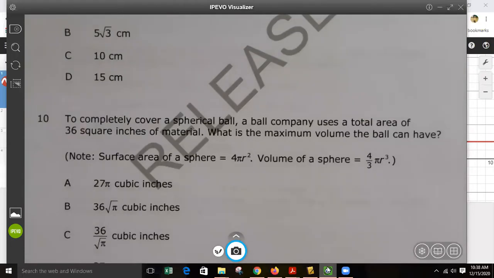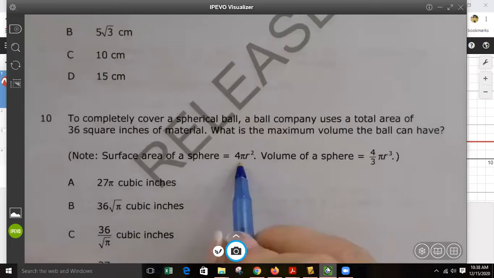To completely cover a spherical ball, a company uses a total area of 36 square inches of material. What is the maximum volume the ball can have? So if you're covering the spherical ball, that is the surface area. Like if I take the cover off a baseball, that's the surface area. Got it? Does everybody understand that?